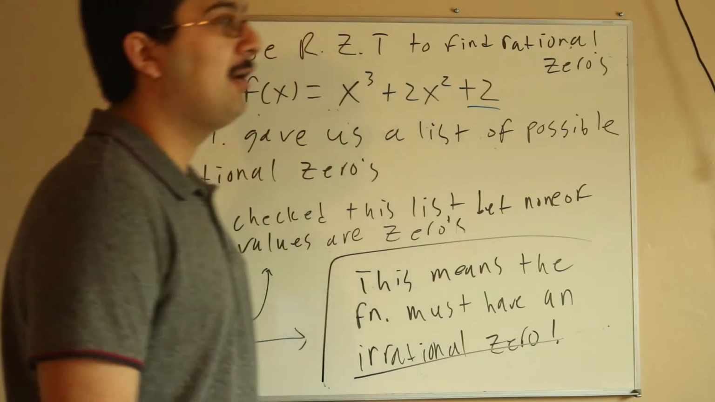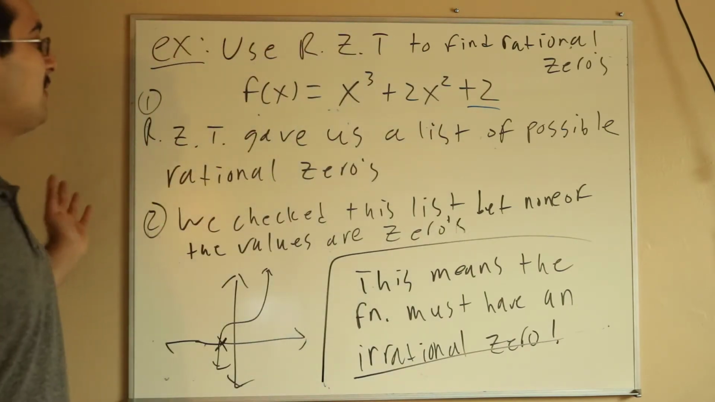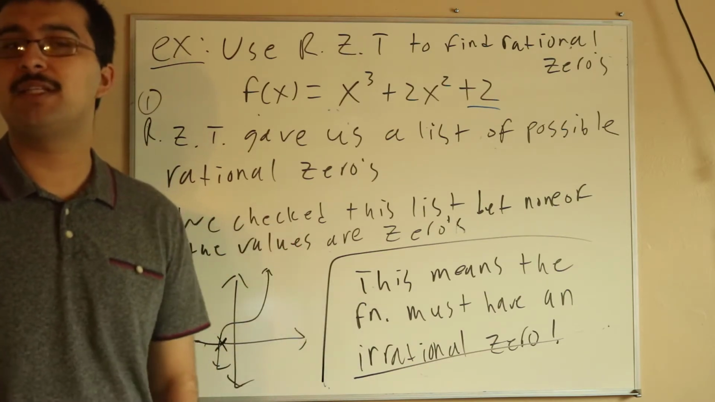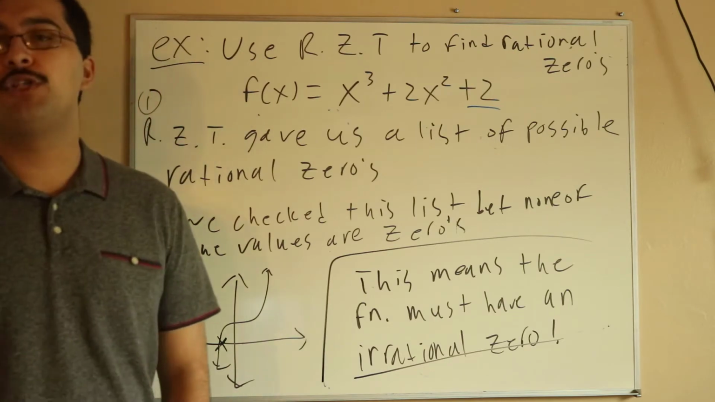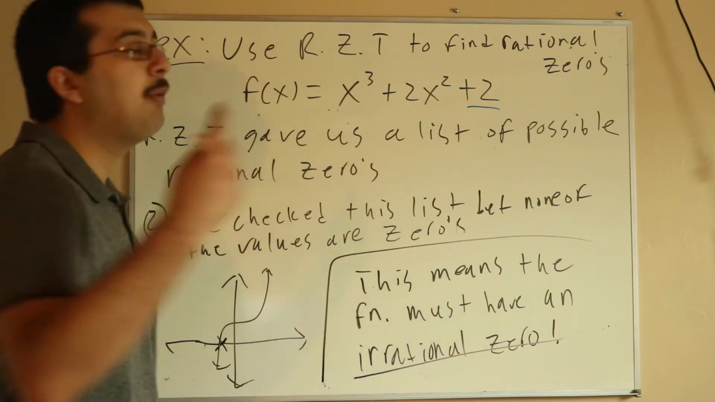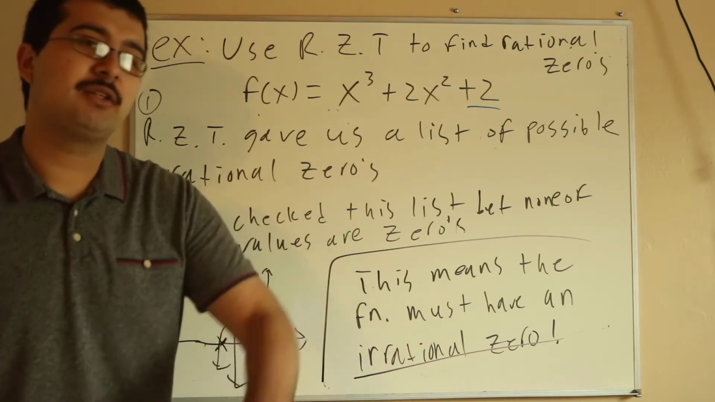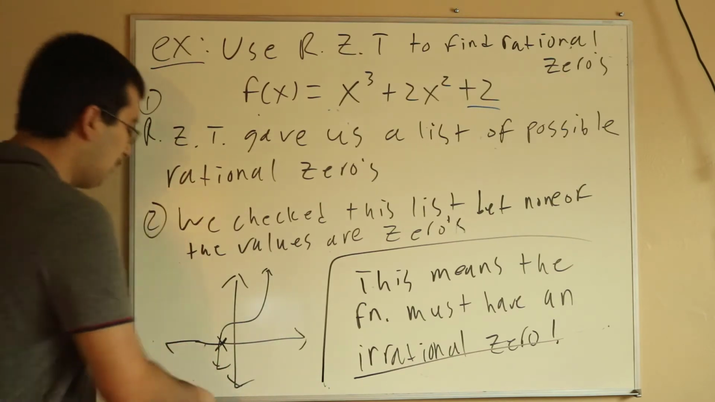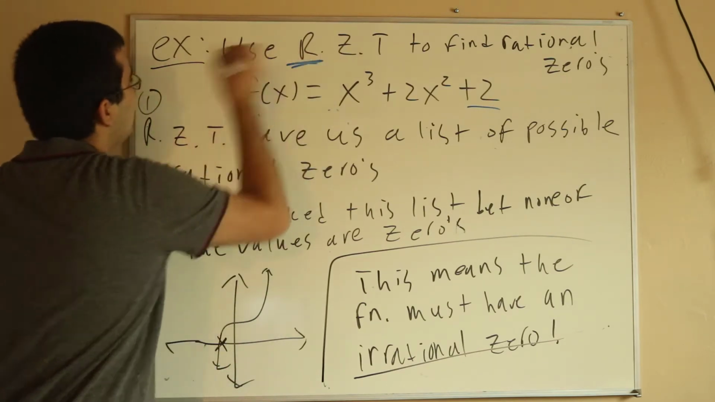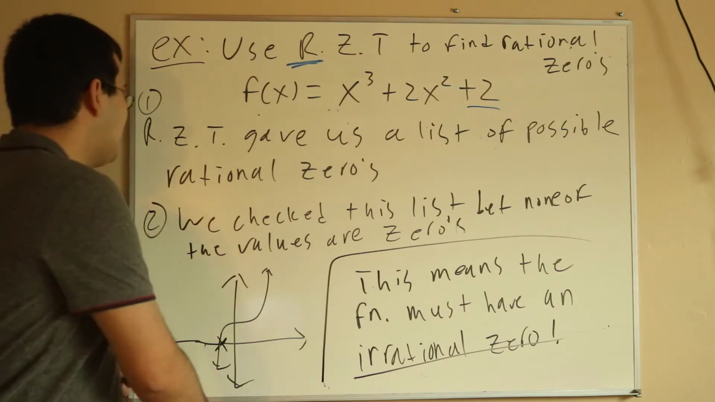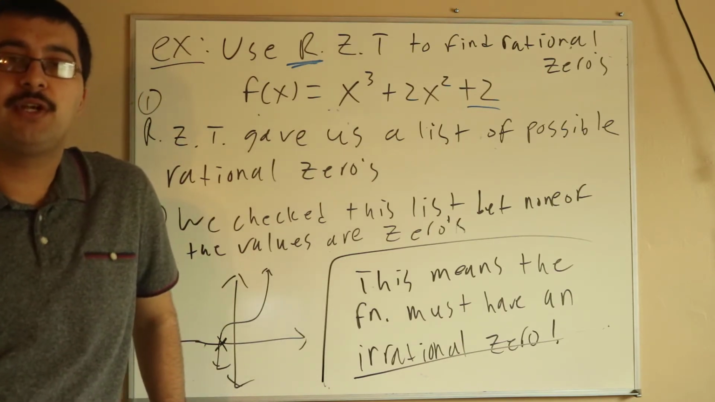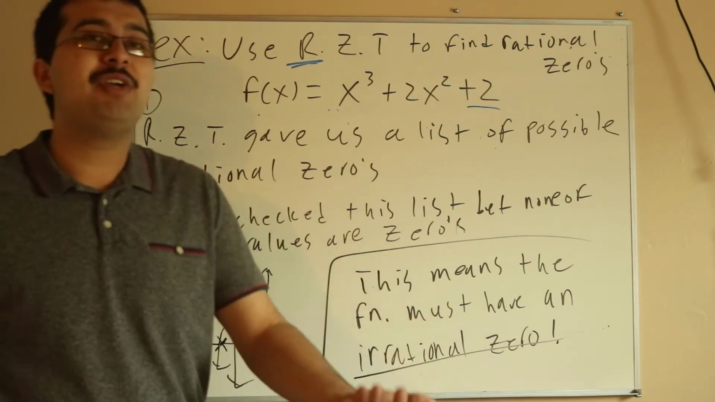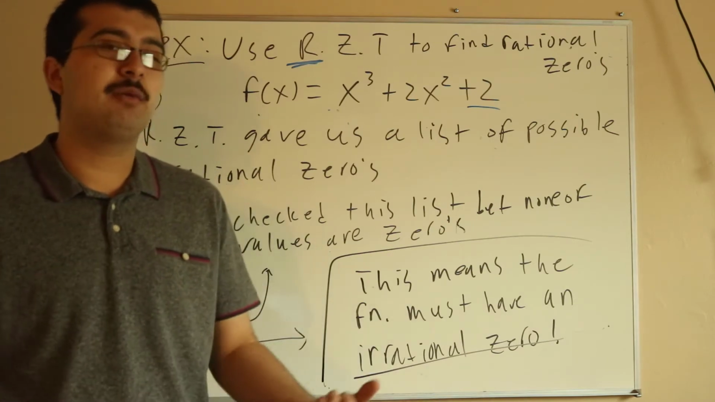Just because this test will produce a list of numbers, and just because these numbers don't work, doesn't mean we get to make statements like, therefore this function has no zeros. Or just because we figure out what the rational zeros of a function are doesn't mean these are the only zeros of a function. I just want to emphasize this test is only making a statement about the rational zeros of a function. It makes no claim about the irrational zeros. So we may find a function that has 20 rational zeros, but that does not mean we understand all the zeros, because it may still have one irrational zero.